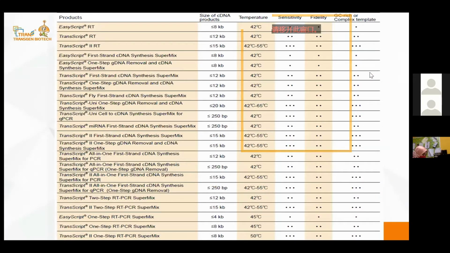So we can choose different kinds of products based on the sensitivity, fidelity, GC-rich complex templates, and so on.